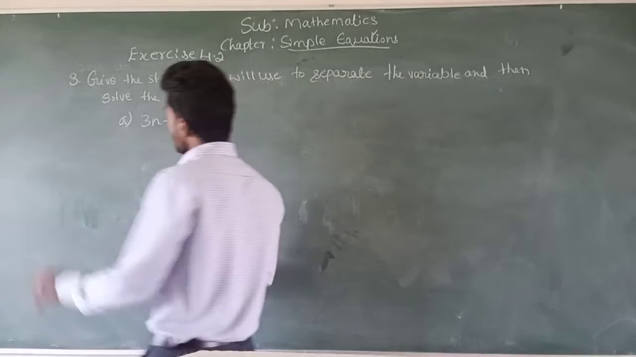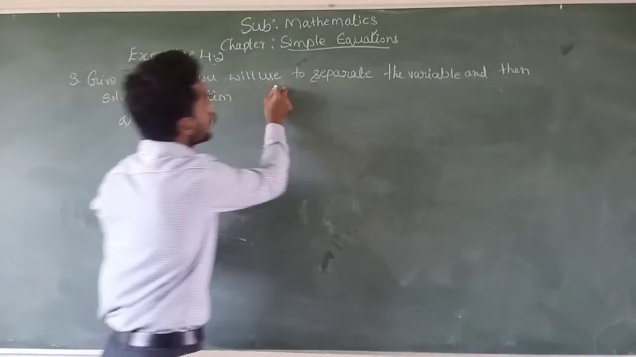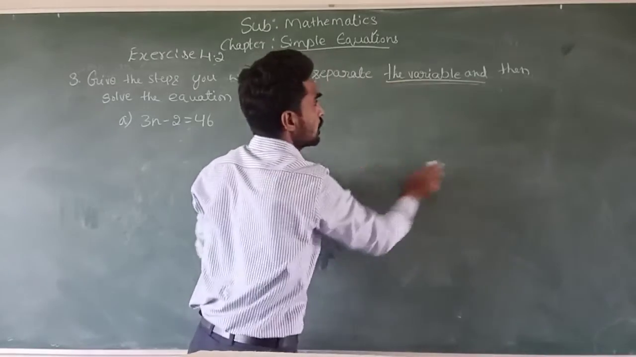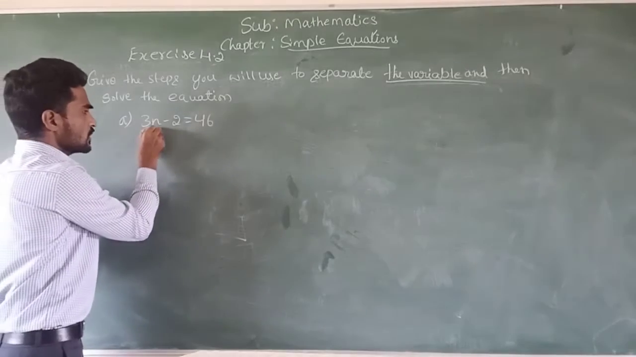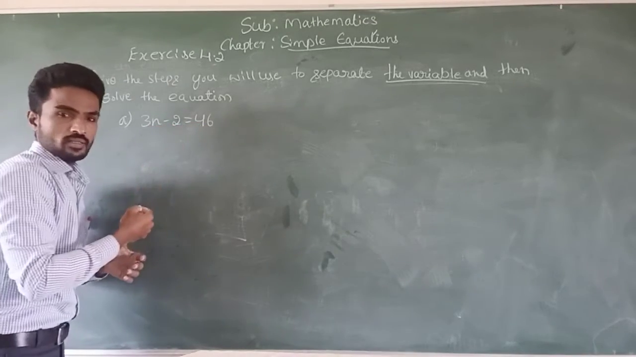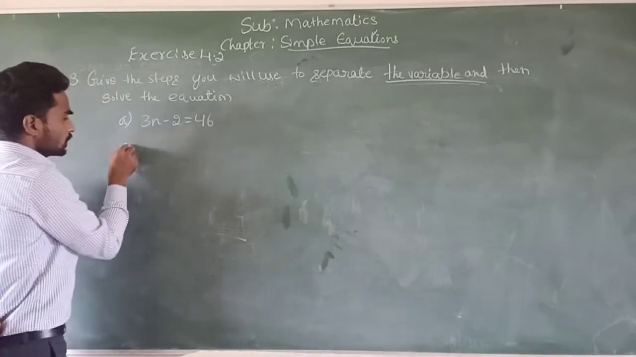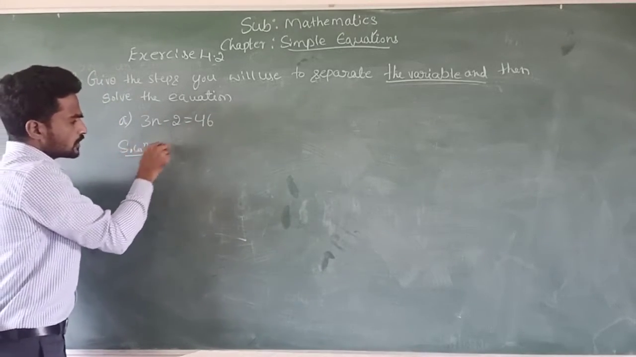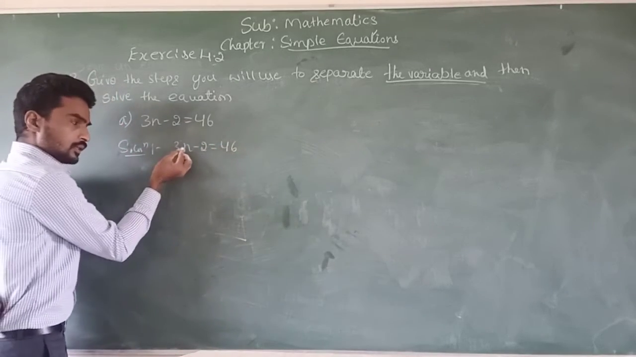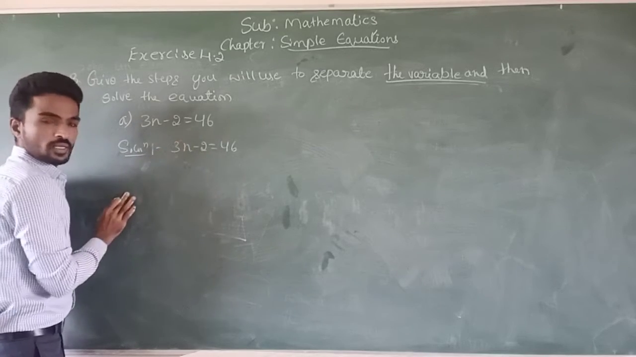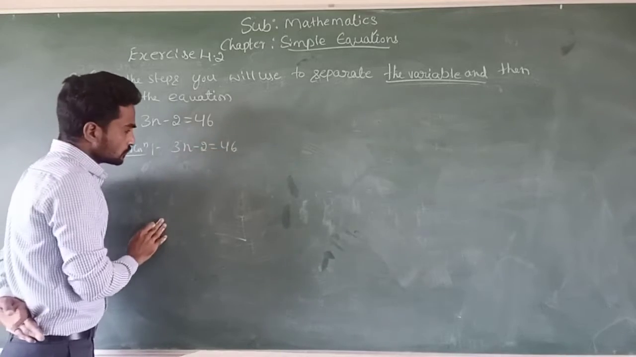Now going to solve question number 3. In that, they are given to use the steps to separate the variable and then solve the equation. Here they are given one equation: 3n minus 2 is equal to 46. We already know how to solve this equation. Here, take down the equation once again: 3n minus 2 is equal to 46. Here 3 is the coefficient of the variable n, and minus 2 and 46 are the constant terms.